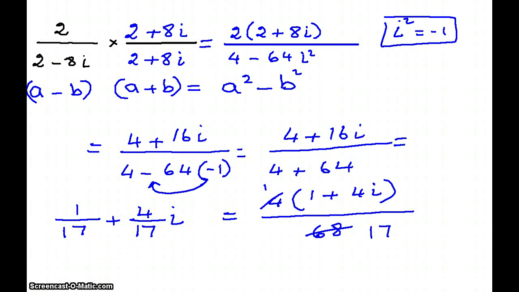So remember, we always have to write the complex number in the form of a plus bi. Okay, so a is 1 over 17 and b is 4 over 17.